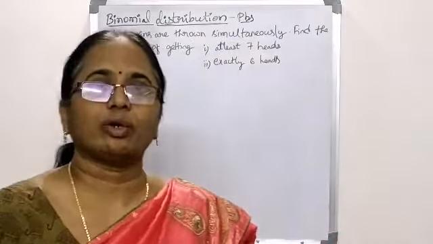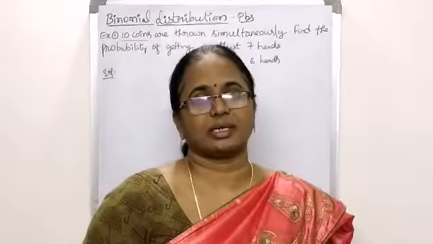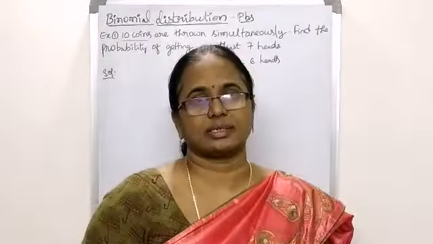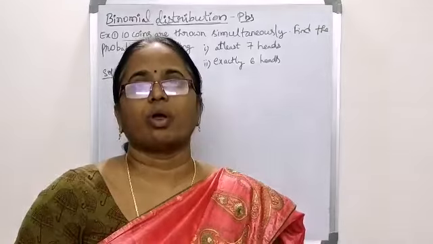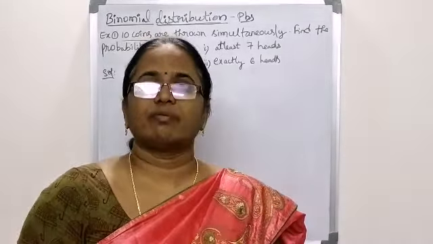10 coins are thrown simultaneously. Find the probability of getting, first case, at least 7 heads, second case, exactly 6 heads. In the given problem, 10 coins are thrown simultaneously, which is equivalent to 1 coin thrown 10 times, right? When one coin is thrown 10 times or 10 coins are thrown simultaneously, we get the same sample space.